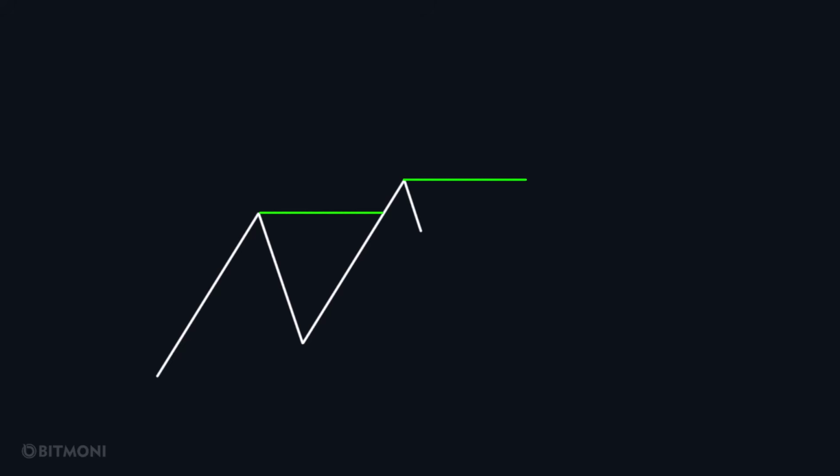This is because a break of structure marks the level that must be broken for the existing trend to continue, which in this case happened to be an uptrend. On the other hand, the change of character level is at the sell-side liquidity, since a break of this lower level would indicate a potential shift from a bullish order flow to a bearish order flow.